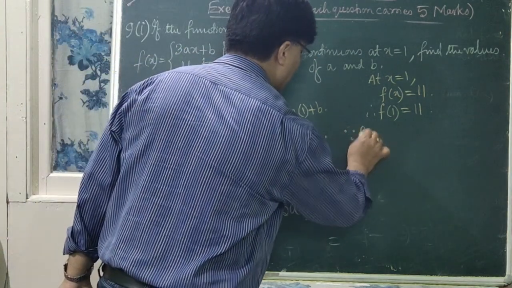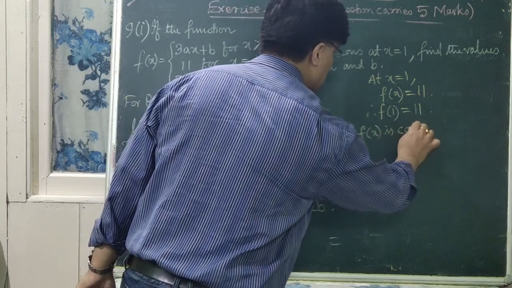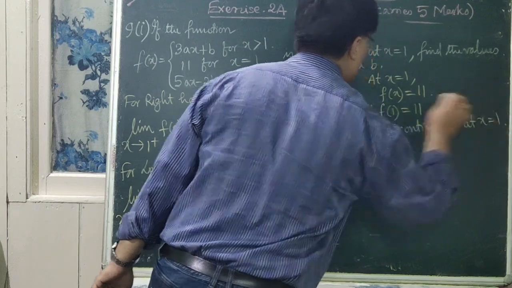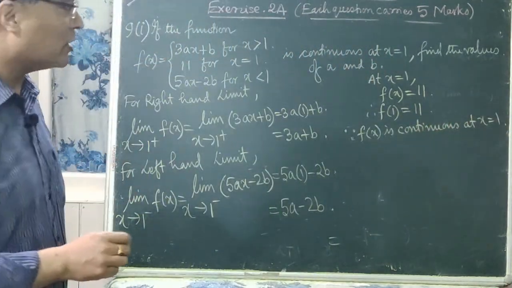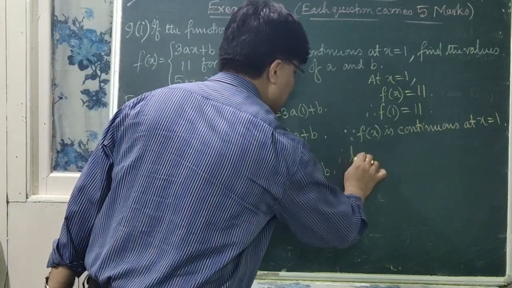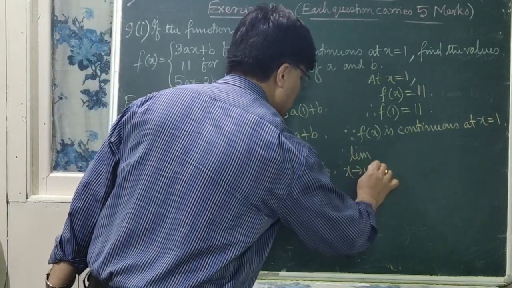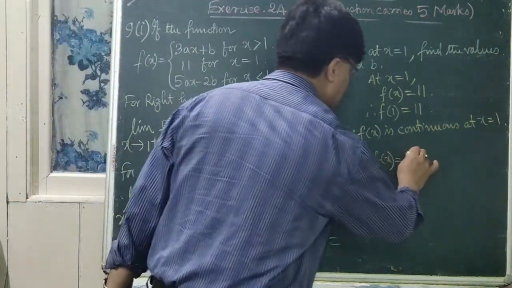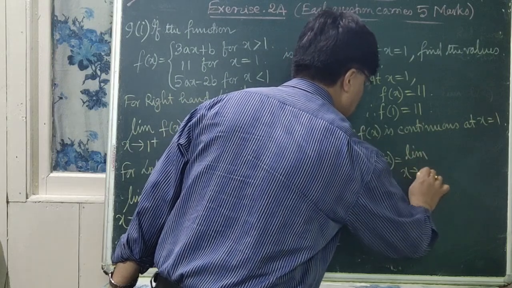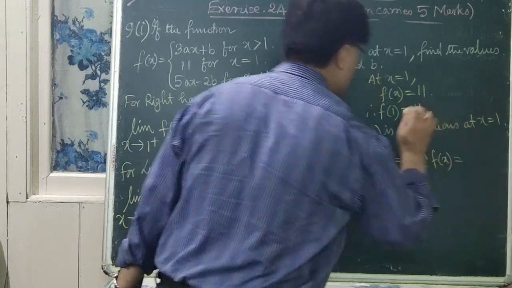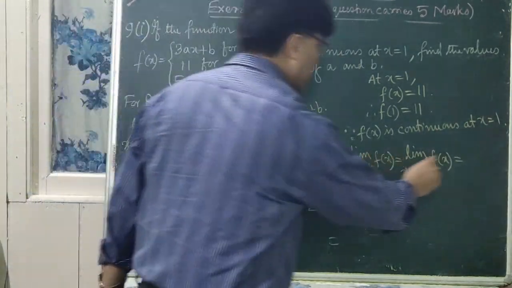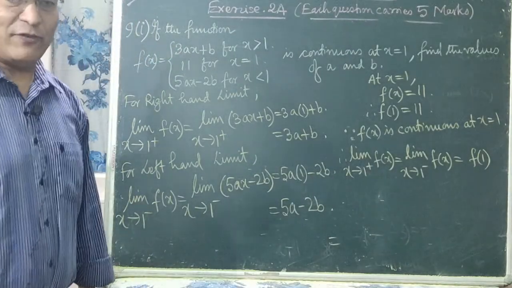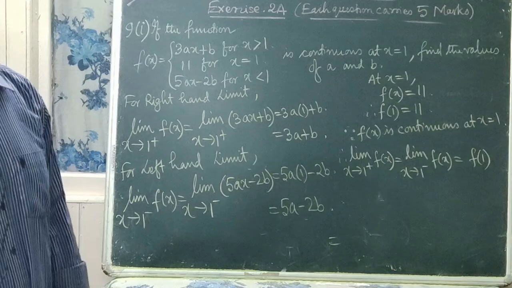Since f of x is continuous at x is equal to 1, therefore what can you write? Limit x tends to 1 plus f of x, that is your right hand limit, is equal to, next, limit x tends to 1 minus f of x is equal to f of 1. f of 1, because all these three must be equal in order to have f of x to be continuous at x is equal to 1.